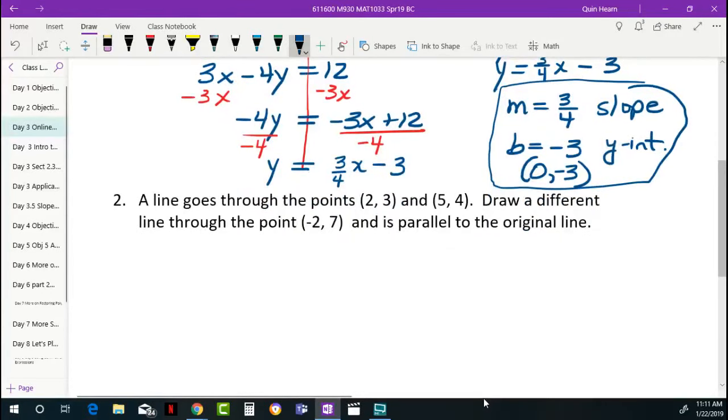All right, so the next one says a line goes through the points 2, 3, and 5, 4. Draw a different line through the point negative 2, 7 that is parallel to the original line. So parallel means same slope.